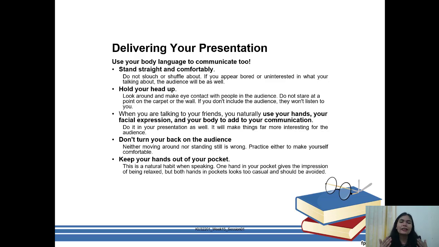And when you're standing in front of your audience, make sure that you keep your hands out of your pockets, because it would be a bit uncomfortable for people to see you putting your hands in your pocket, taking them out again, several times. You know what I'm trying to say. So some things that you need to pay attention to in delivering your presentation is also to use your body language.